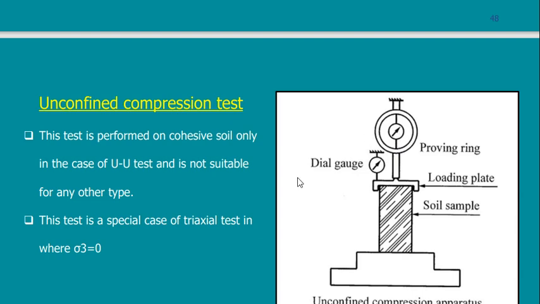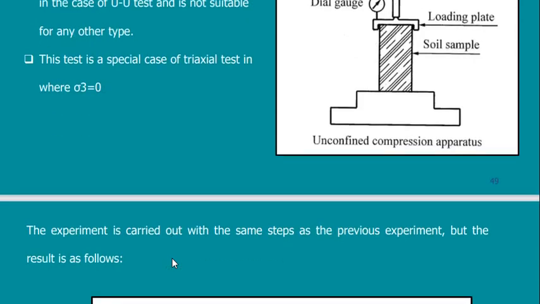So we call this the unconfined compression test. It is equal to what you do in your concrete lab with the concrete samples, but of course this is just for soil. I put the soil sample, I increase the load, the sample will shear. What about this test? For this test, I know that sigma 3 is equal to 0 because I don't have any confining pressure, I only have vertical stresses.